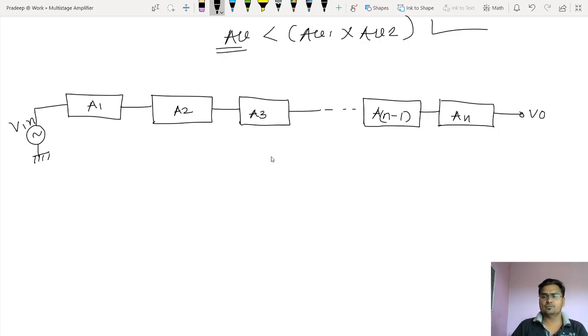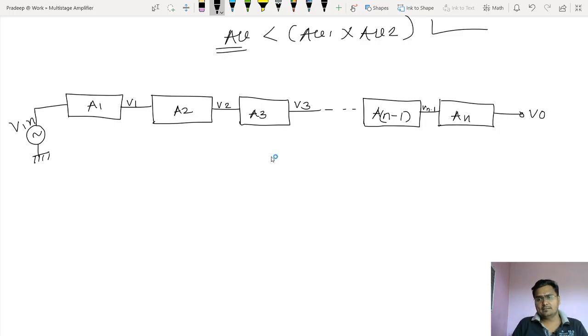And this is the output voltage. What is the output voltage of A1? The output voltage of A1 is V1. The output voltage of A2 is V2, and the output voltage of A3 is V3. Like this, here it is Vn minus 1, and here it is the output voltage. Instead of writing Vn, I'll write output voltage.